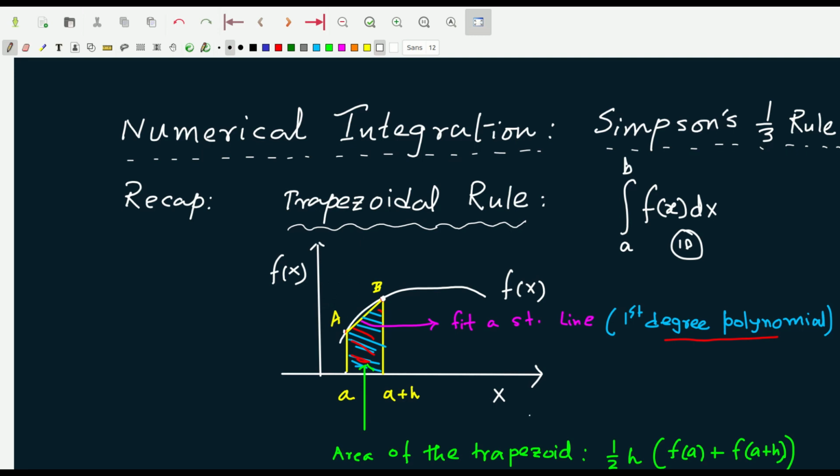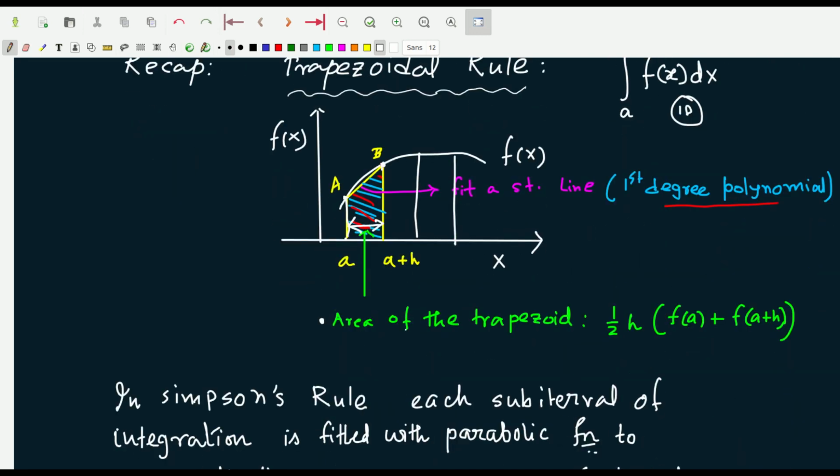And what is the area? We know that it is half into h. h is the distance between these two parallel sides, and the lengths of these two sides are f(a) for this piece of straight line and f(a plus h) for this piece. That is very simple. The area under the trapezoid is half h into f(a) plus f(a plus h). And if we extend this for multiple segments, we will get that rule as was discussed in the previous video, and you can check it out.